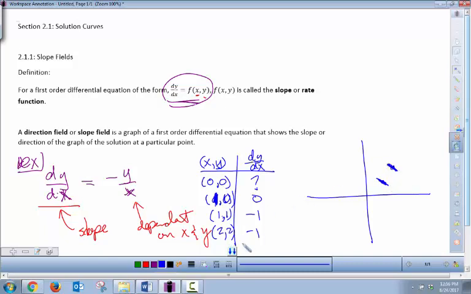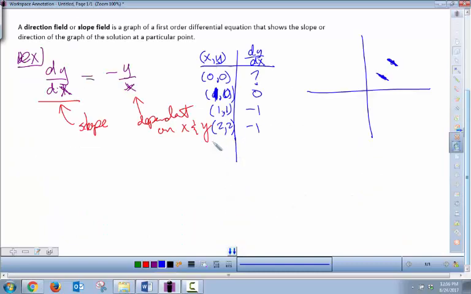Let's try something that's not the same, like the point 1, 2. How about 1, 2? What is it? -2. So this is going to be negative. Now, this is a -1 slope. Wait, where is 1, 2? 1, 2. So at this point, that's a -1 slope.